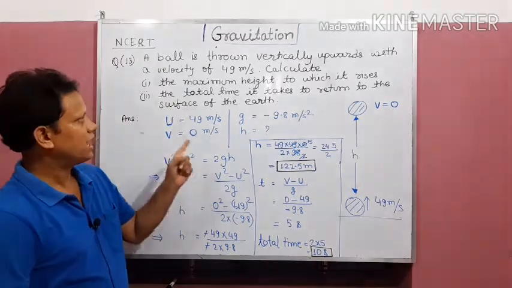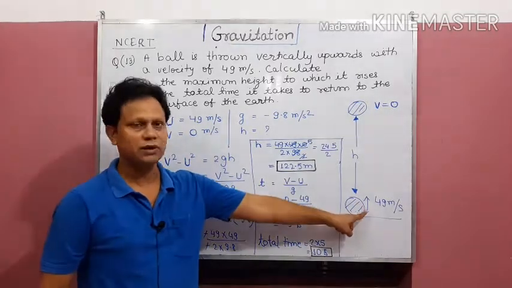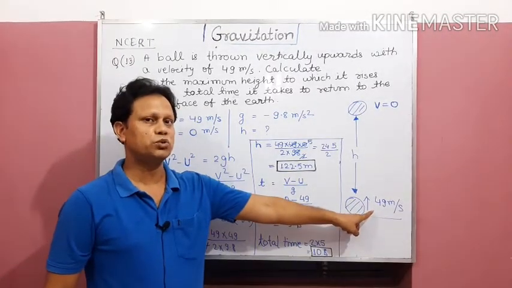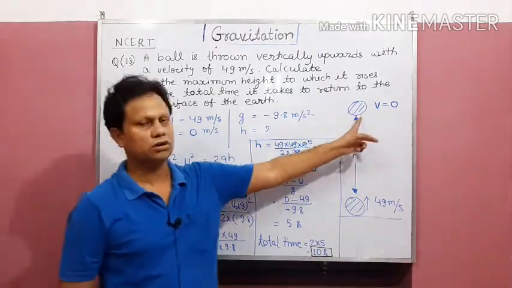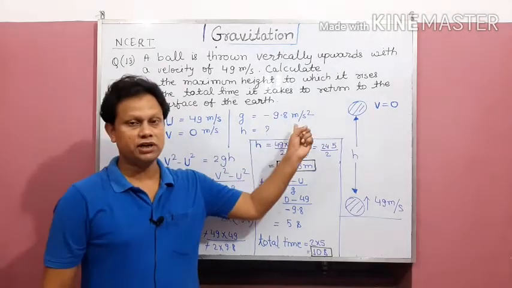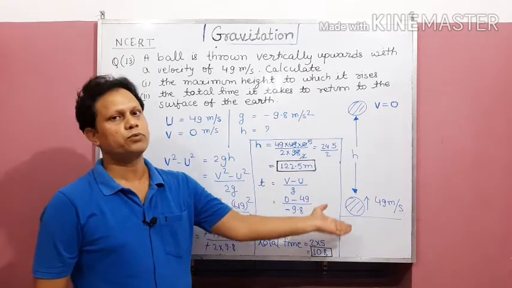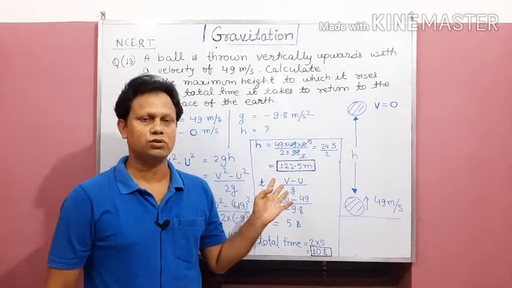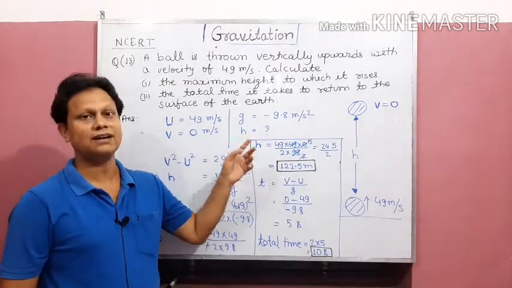Okay, so I have gathered the information here. U will be taken as 49 meter per second because with this velocity it is thrown in the upward direction. V will be taken as 0 meter per second because we are talking about maximum height. Then g will be taken as minus 9.8 meter per second square. Why is it minus 9.8? Because it is an upward journey, as we have already mentioned in the common knowledge section. And then finally we have to find out height and time.